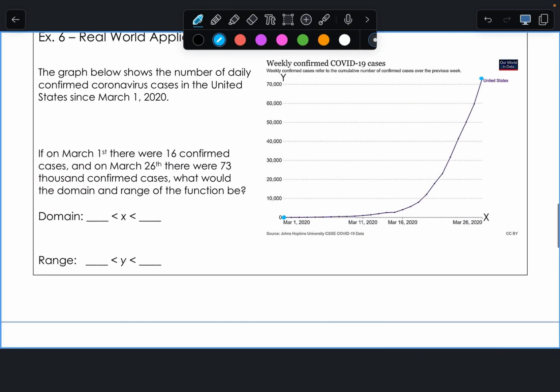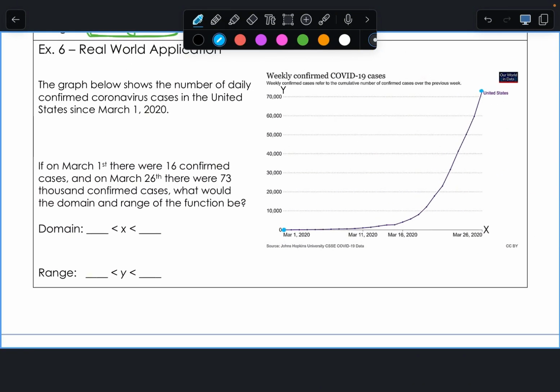Let's look at my x and my y-axis. What would you label your x-axis? What do you see along the x-axis? Days. Okay, so these are my days. What do you see along the y-axis? Number of what? Cases. Number of cases, not just number of people. The number of confirmed cases, right?